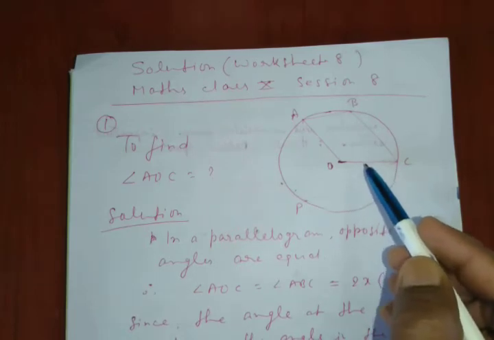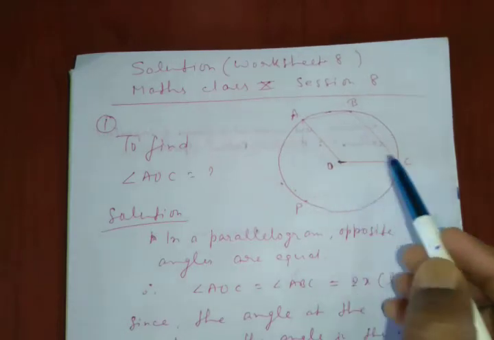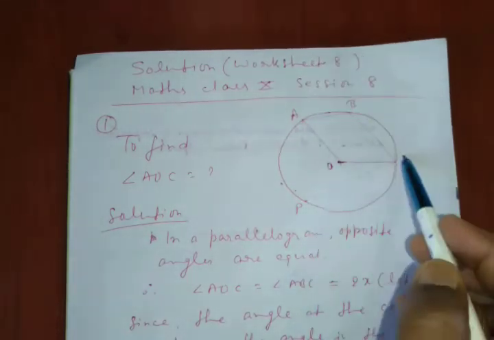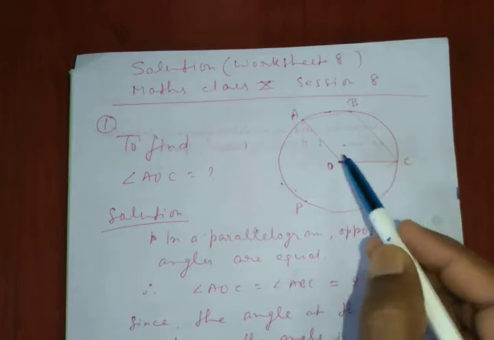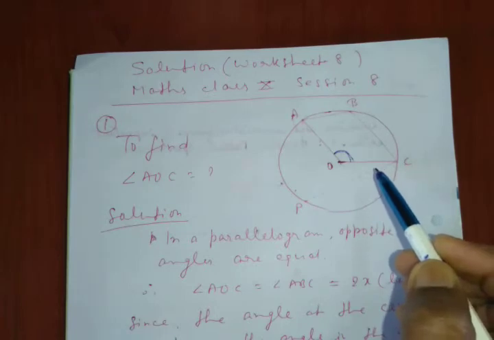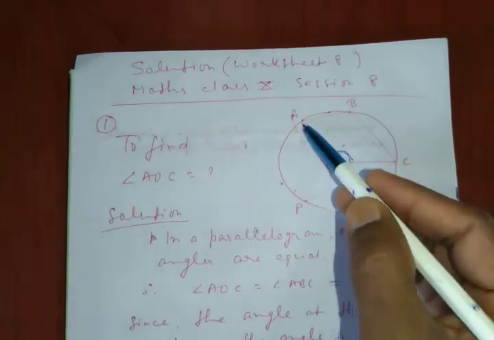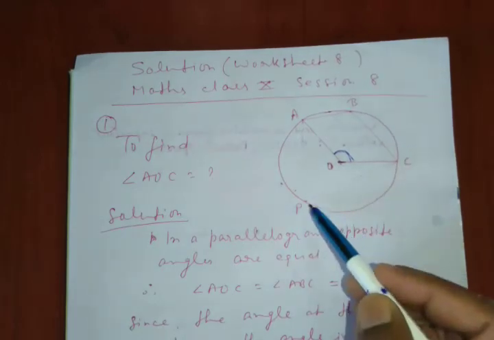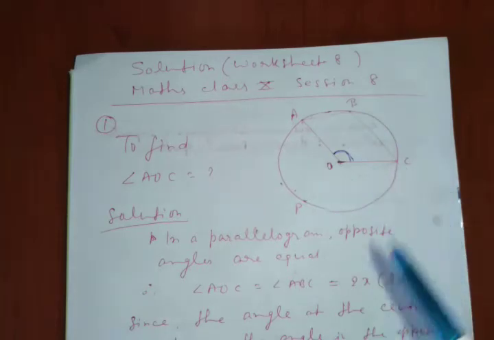in this parallelogram, the points A, B, C lie on the circle and O is the center, and this is parallel to this and this is parallel to this, and we have to find the value of angle AOC. We have to find this angle AOC. So for this, to find this angle, first join this and this. That is, take any point P here and then join PC and PA.